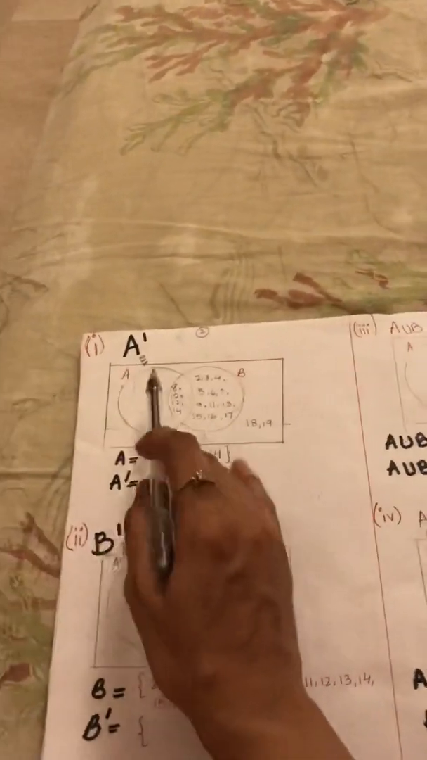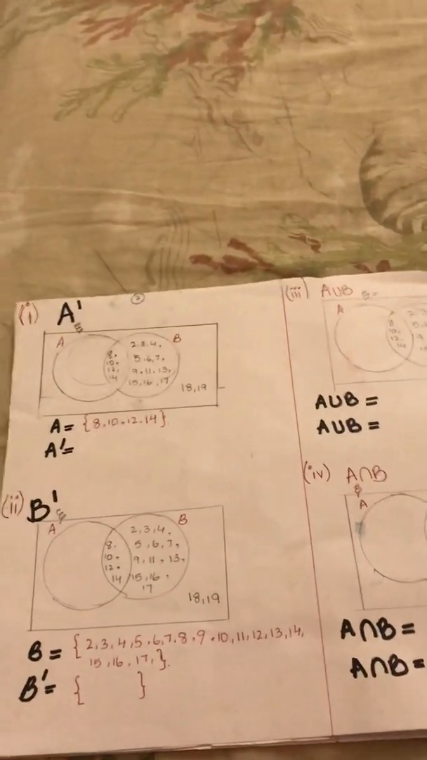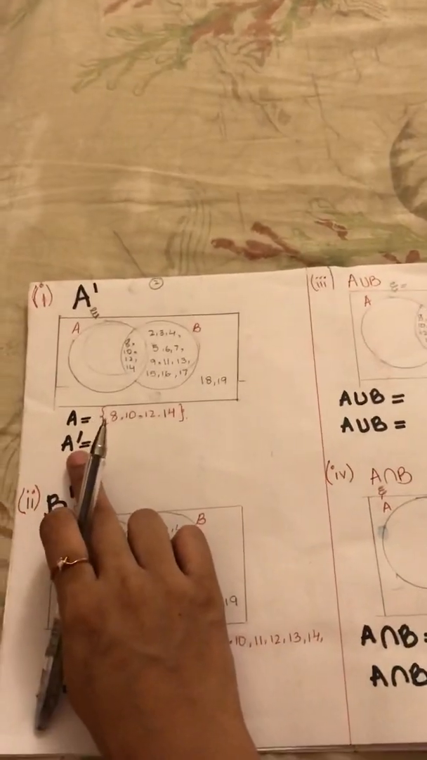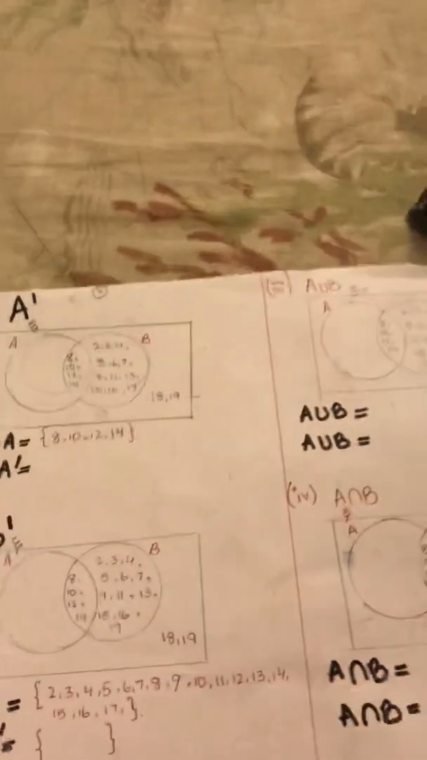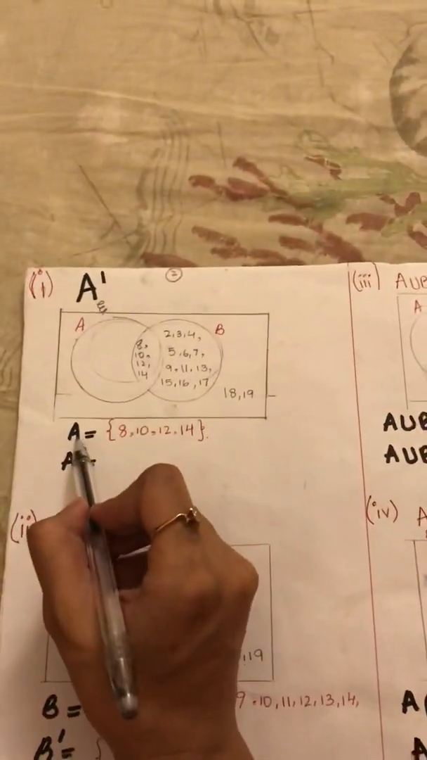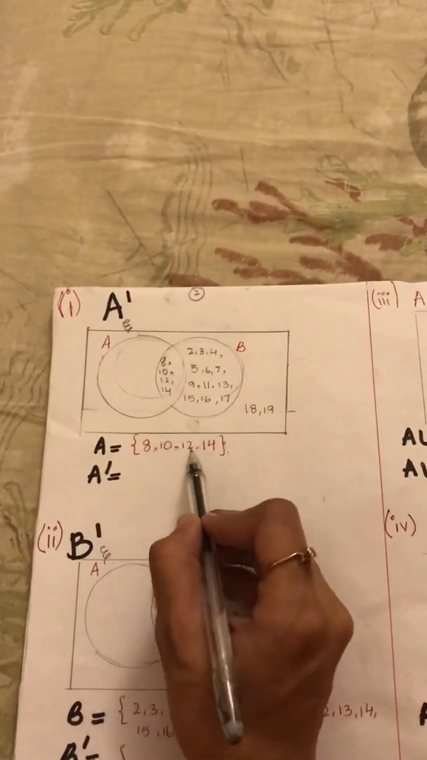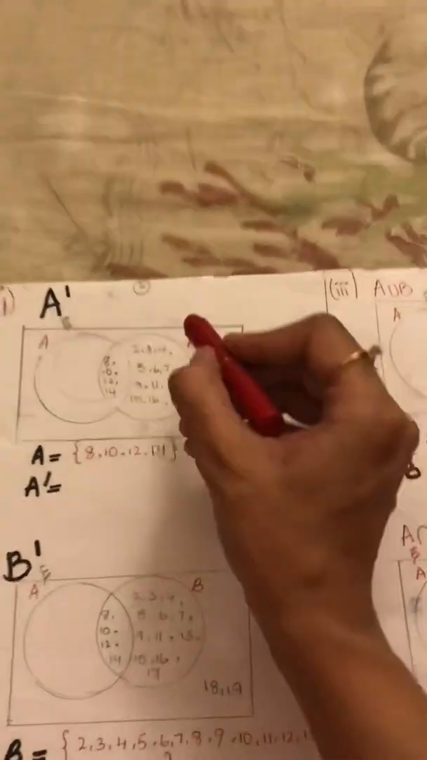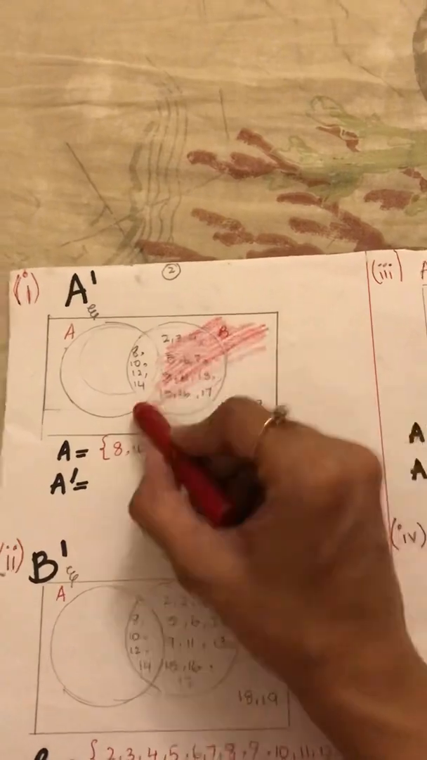So the first part says that you have to give the complement, A prime: the elements which are not the elements of set A. So first of all, recognize what are the elements of set A: 8, 10, 12, 14, rest. With the help of the Venn diagram and the shading of the Venn diagram, we can do this easily.